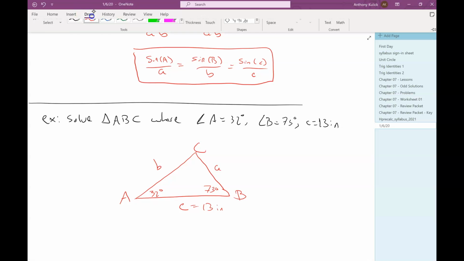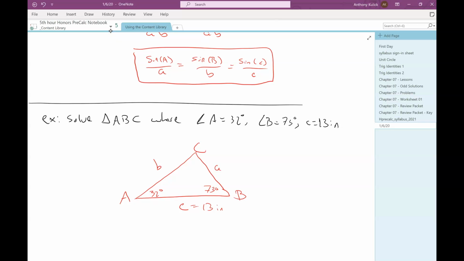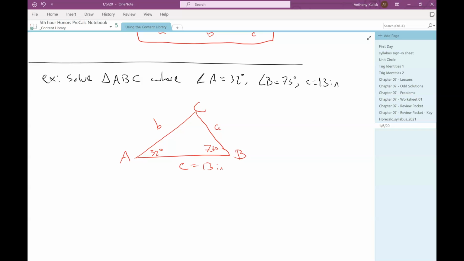And remember, when we say solve a triangle, we're just looking to find all the side lengths and all the angle measures, right? So I need to find angle C, side A, and side B. One of those three things to find is trivially easy. Which one is the super easy one to find? Angle C. How do I find that?